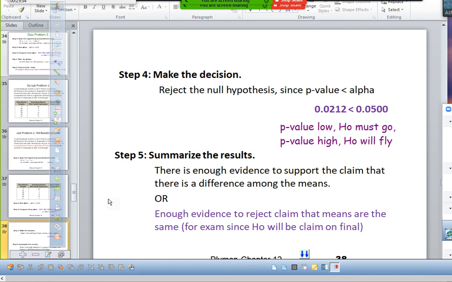So you could say, if you're going the way the textbook would give it to you, there is enough evidence to support the claim that there's a difference among the means. That would totally work. On the exam, you could also, if you wanted to, just say there's enough evidence to reject the claim that the means are the same. Because for the exam, it's always going to be rejecting the claim for chapter 11, which is 11.1, 11.2, 11.3.